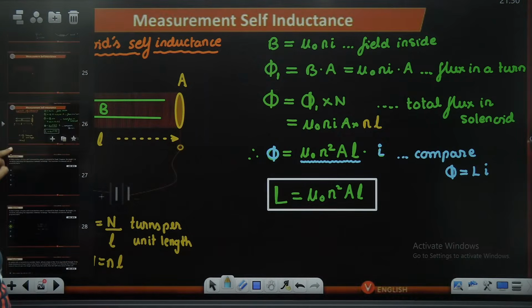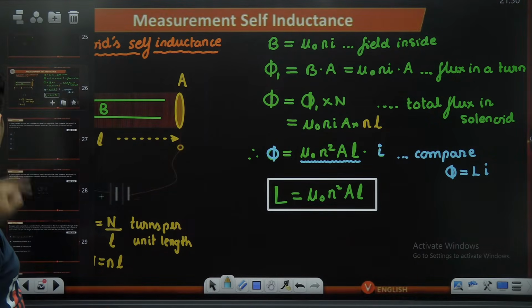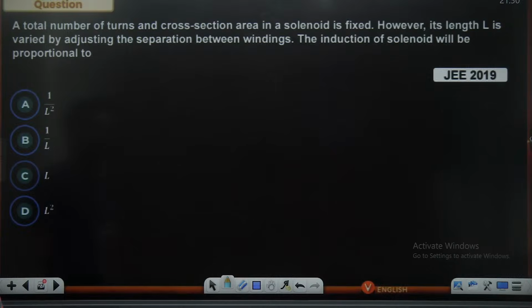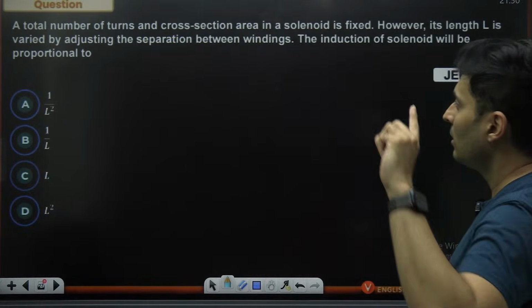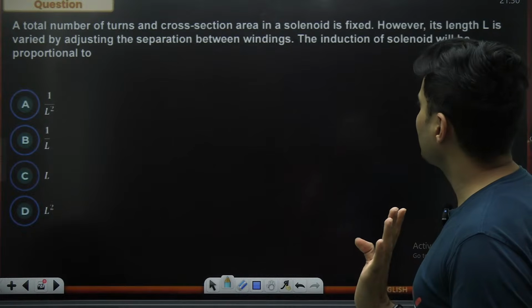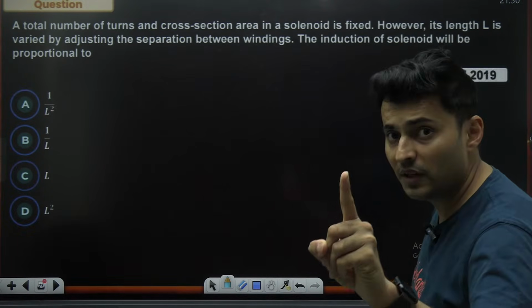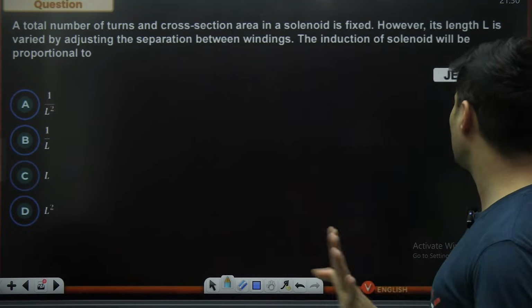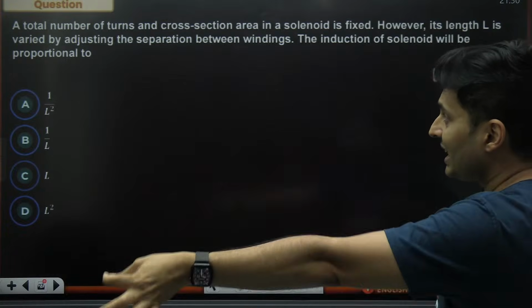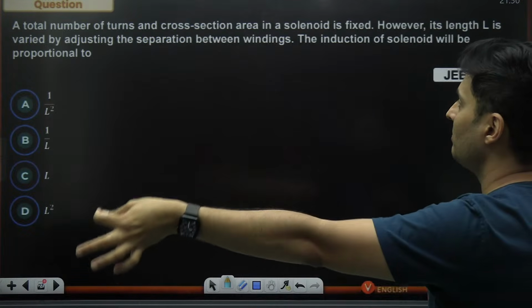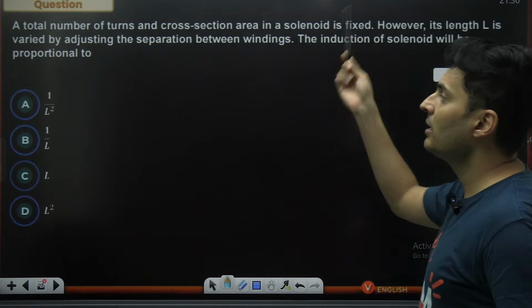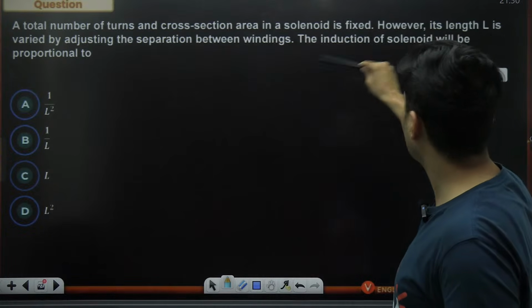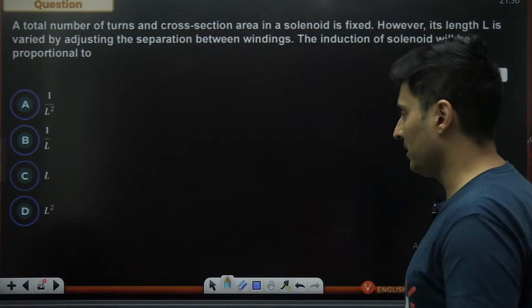Great. So maybe we can solve a question based on this, and here it is. Previous year question on a solenoid's inductance. There is a solenoid which is having total number of turns which is fixed, and cross section is also fixed. However, the length is changed by adjusting the separation between the windings. The inductance of the solenoid will be proportional to what length power?